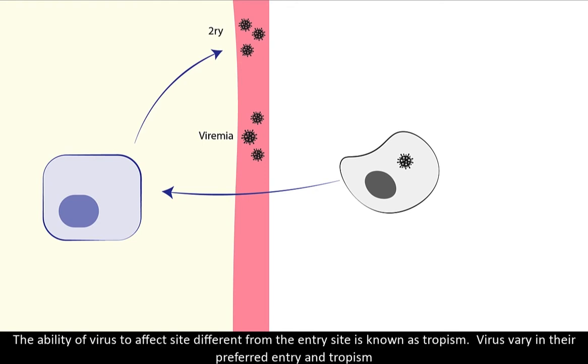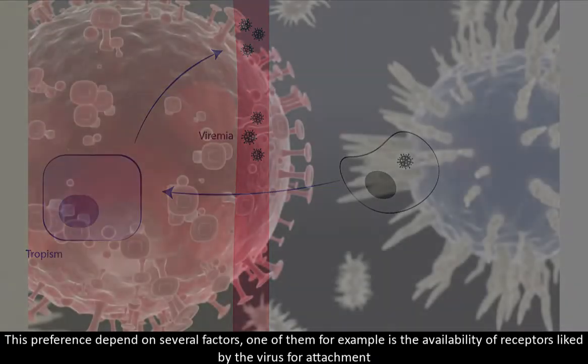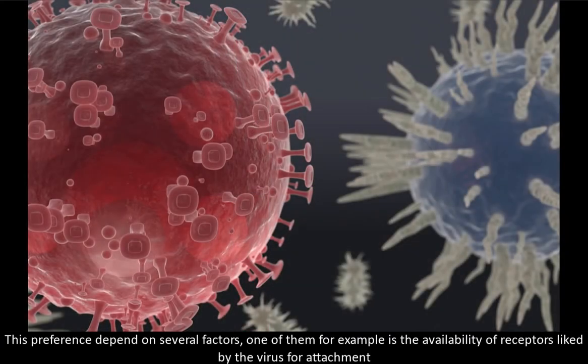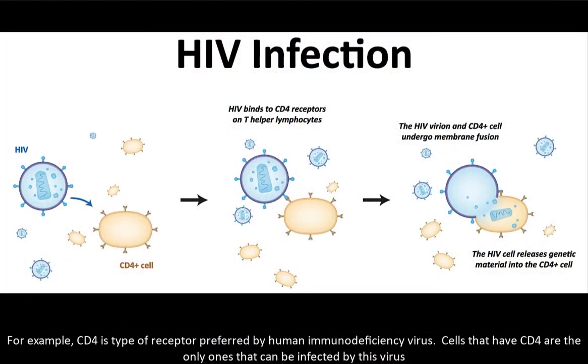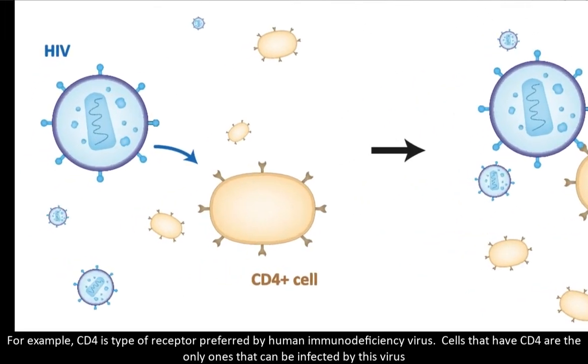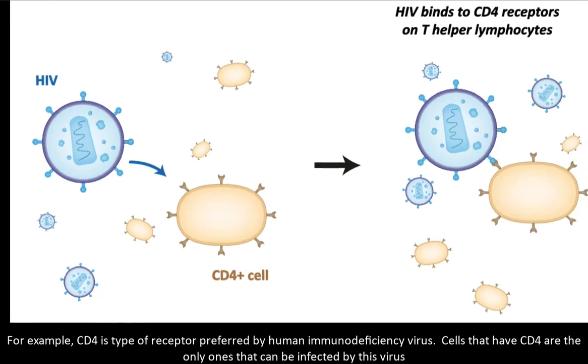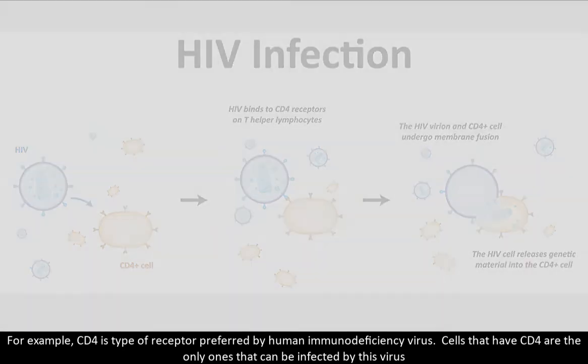The ability of a virus to affect a site different from the entry site is known as tropism. Viruses vary in their preferred entry and tropism. This preference depends on several factors. One of them, for example, is the availability of receptors liked by the virus for attachment. Not all cells have the same surface proteins and receptors. For example, CD4 is a type of receptor preferred by human immunodeficiency virus, which causes AIDS. Cells that have CD4 are the only ones that can be infected by this virus.